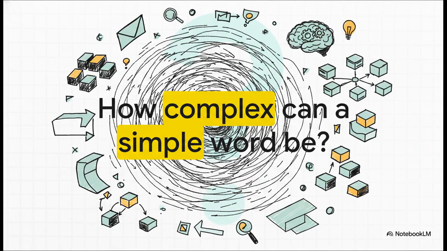So, let's just start with the big question right up front. How complex can a simple word really be? You probably think you already know the answer, but stick with me because by the end of this, I promise you, you might just see the very building blocks of language in a whole new way.